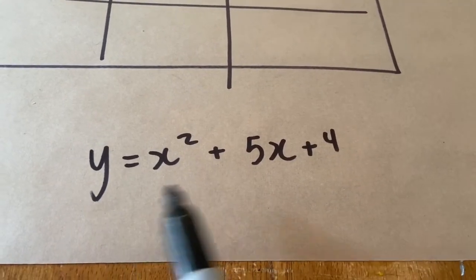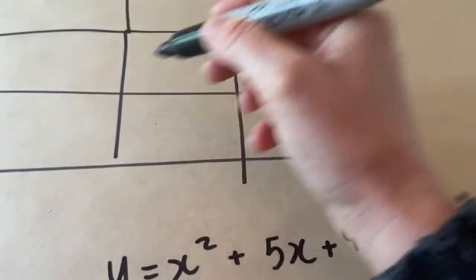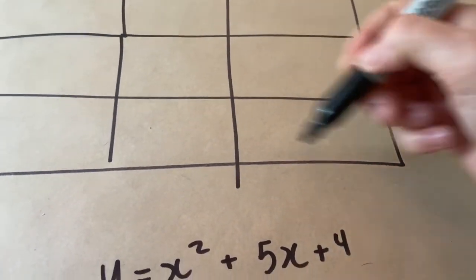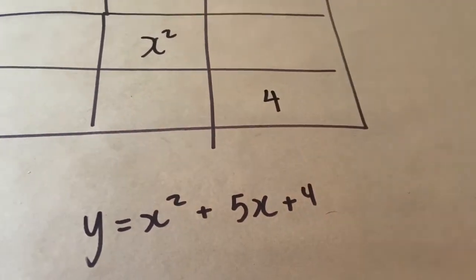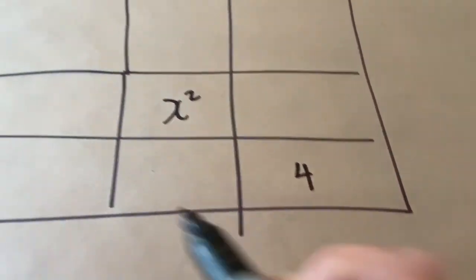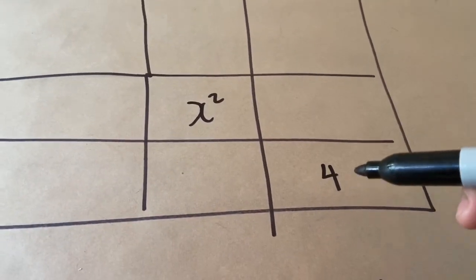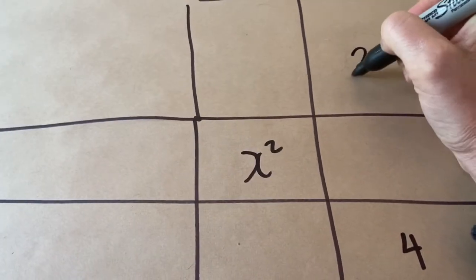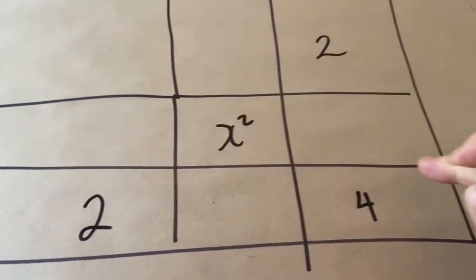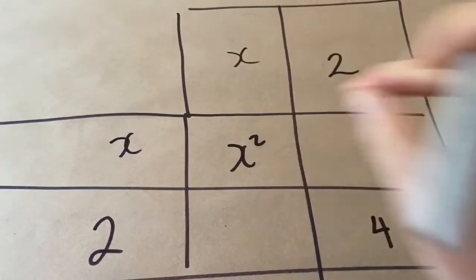Okay, so here is my equation in standard form. Y is equal to x squared plus 5x plus 4. We know that the standard form goes on the inside of the chart. So here's my x squared. Here is my 4. And what I want to do is come up with 2 numbers right here that multiply together to give me 4. And the first thing that comes to my mind is 2, because I know that 2 times 2 gives me 4. I also know that x times x gives me x squared.